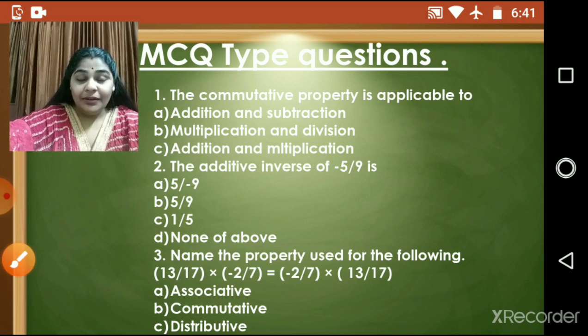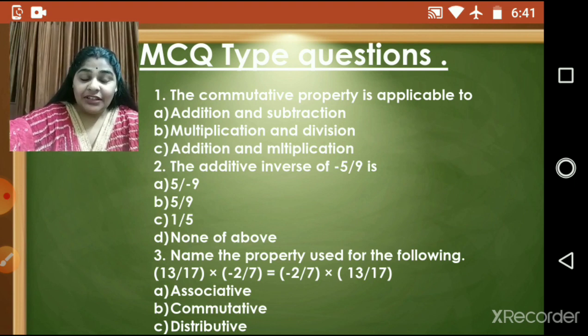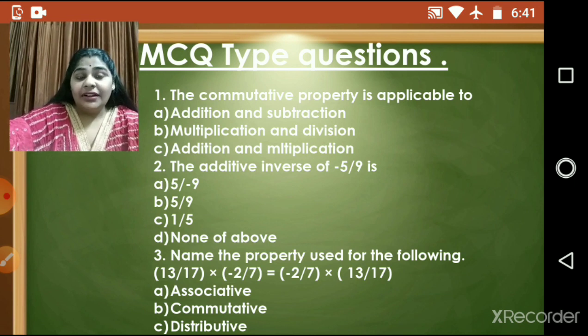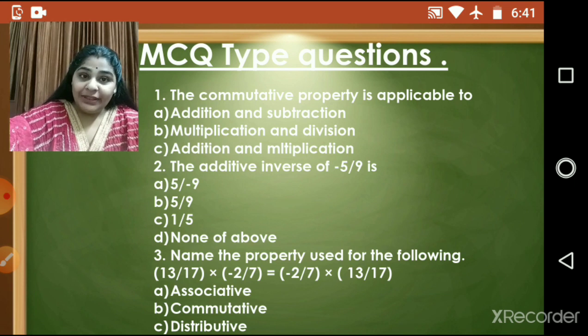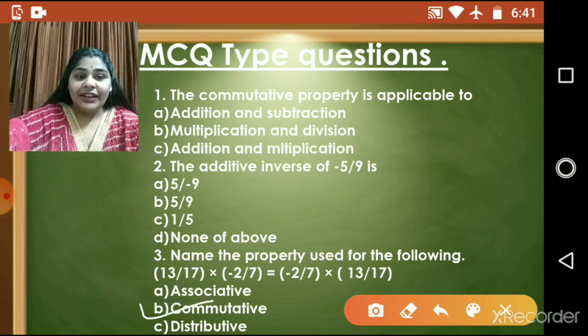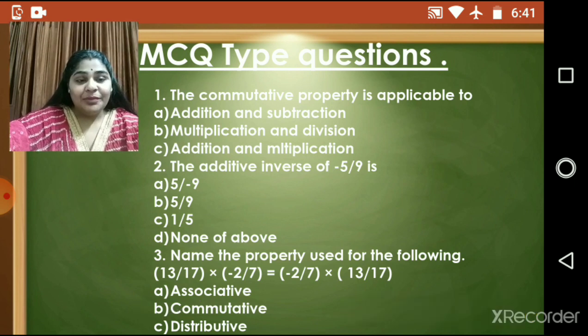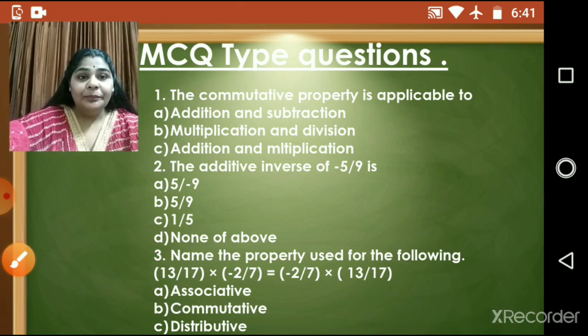Now we have seen basically 3 properties, right? That is associative, commutative, and distributive. The first option given is associative. I know in associative there are 3 rational numbers, A, B, and C, and we do the grouping. Here there are only 2 rational numbers, so this option is cut. Next one is commutative. In commutative, we know A into B is equal to B into A, which it satisfies here, so this will be the correct option. Distributive, anyhow, is a wrong option. I hope this is clear, children. Such types of questions may come.